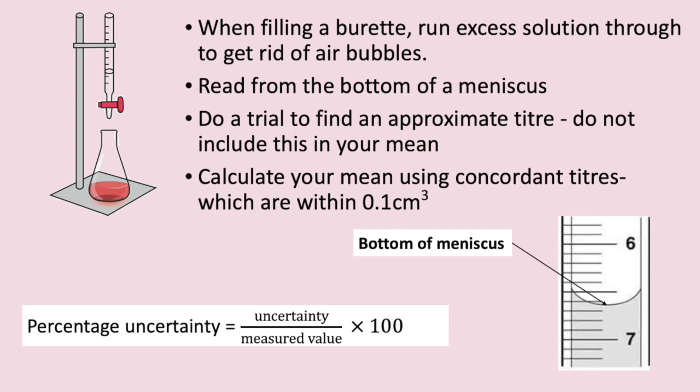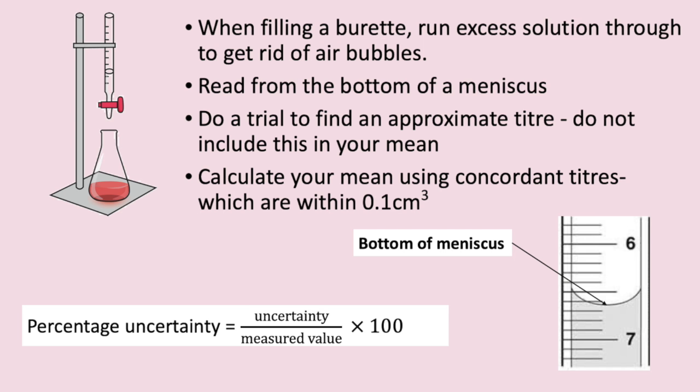You'll often be asked to calculate percentage uncertainty. To do this, we use the uncertainty given in a question. We divide that by the measured value and times 100. It is worth noting that for burettes, we take 2 values, the first and the second, to give our titre. Therefore, we must times the uncertainty by 2.